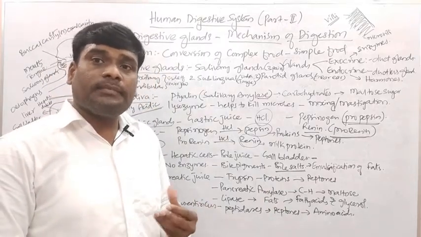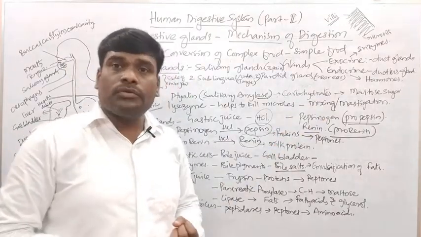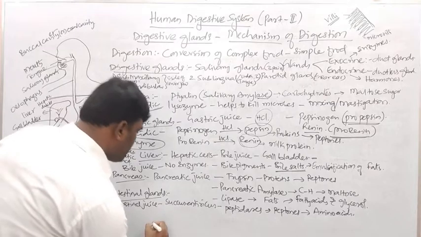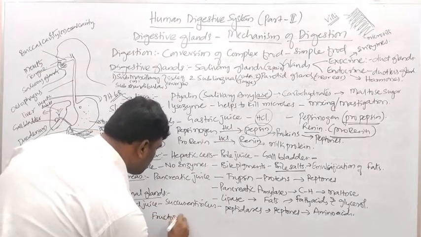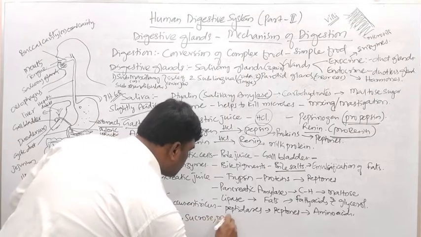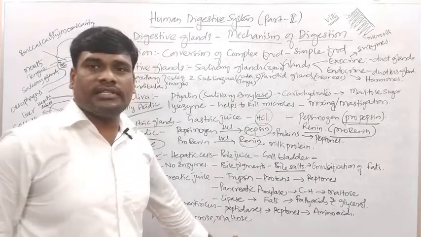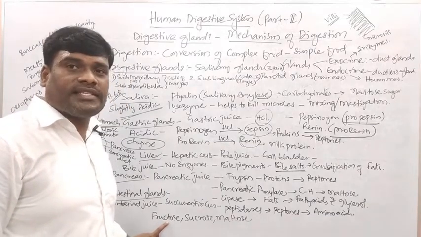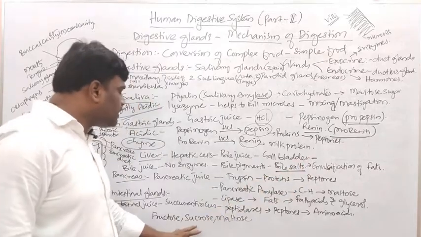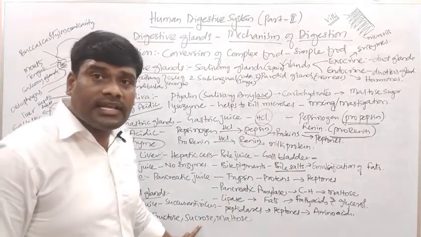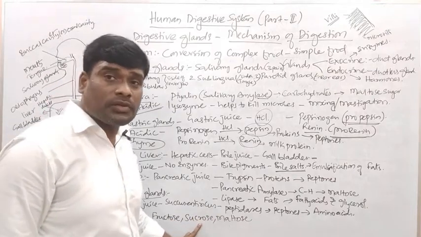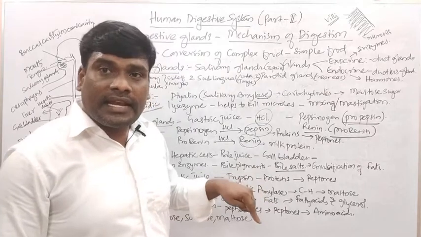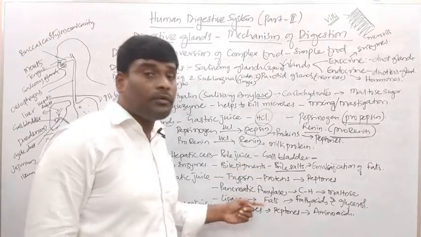There are many disaccharides, not only maltose, children. So fructose, sucrose, maltose, these are the disaccharides, isn't it? Here the fructase enzyme will digest fructose and convert it into glucose. Sucrose is cane sugar, and sucrase is an enzyme which will convert sucrose into a simple sugar, that is glucose. And maltose is also a disaccharide, so maltase is an enzyme which will digest maltose into glucose molecules.